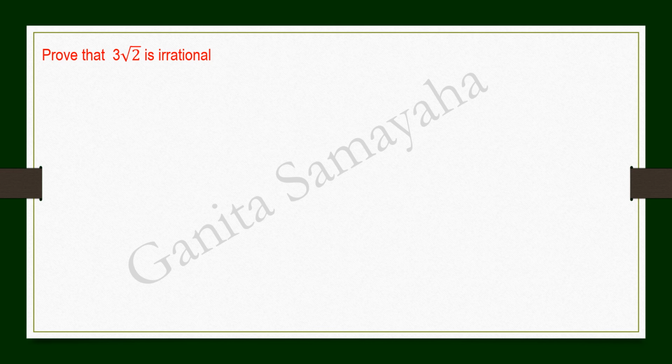Let us now prove that 3 root 2 is irrational. So we follow the same steps. So what do we consider? Let 3 root 2 be rational. So if 3 root 2 is rational, we can express it in the form a by b. So we write, let 3 root 2 equal a by b, b not equal to 0, a and b are co-primes. So simplify and find the value of root 2.